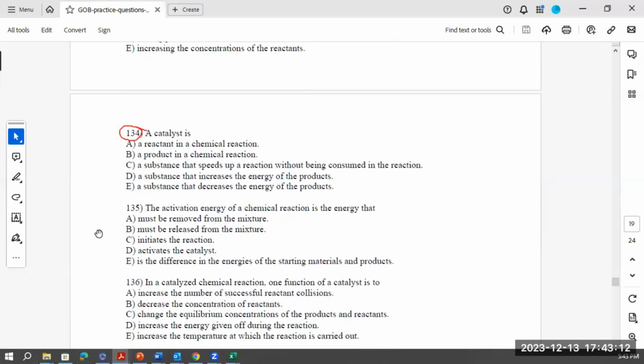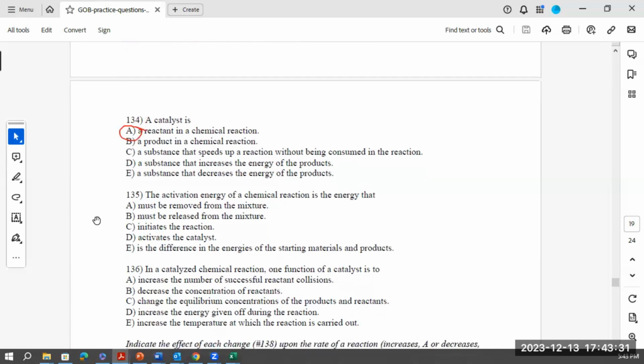Okay, a catalyst speeds up the reaction, but it doesn't affect it. So the correct answer for that would be C. So anytime you see something as being a catalyst, and we did one experiment where we had a catalyst, all it does is speed it up.